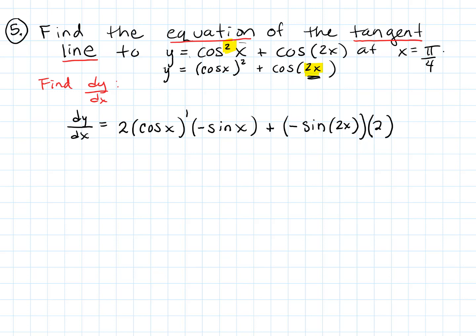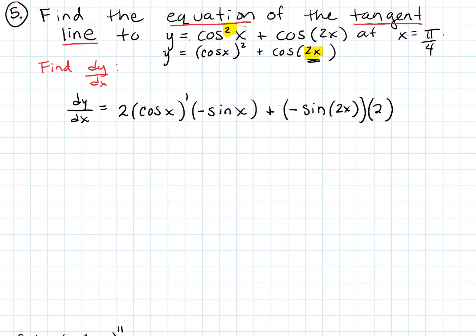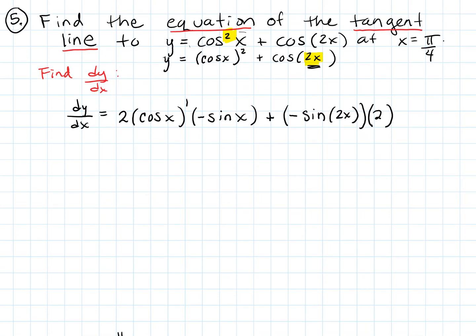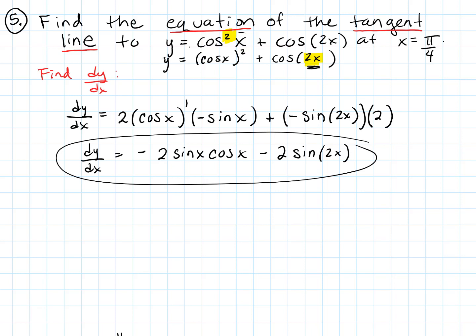So the individual derivatives themselves are not difficult there, but we do want to make sure that we apply that chain rule appropriately. And so this derivative, if that's all I was looking for, could be simplified into minus 2 sine of x cosine of x, minus 2 sine of 2x. All right, so we got our derivative.